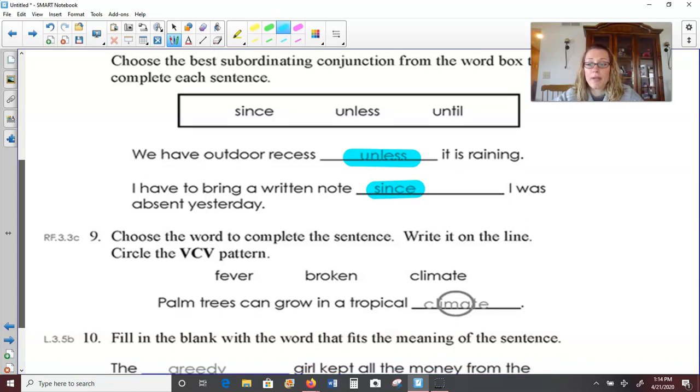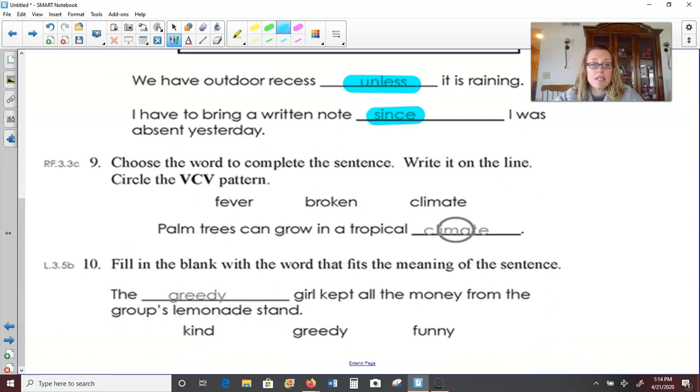All right, on number 9, choose the word to complete the sentence, write it on the line, and circle the vowel, consonant, vowel pattern. Palm trees can grow in a tropical fever, broken, or climate. Well, climate has to do with weather, so we're going to choose climate. And we want to circle the vowel, consonant, vowel pattern. So that would be the I, M, A. Because I is a vowel, M is a consonant, and A is another vowel.